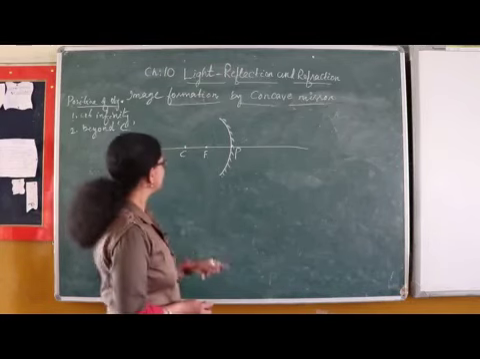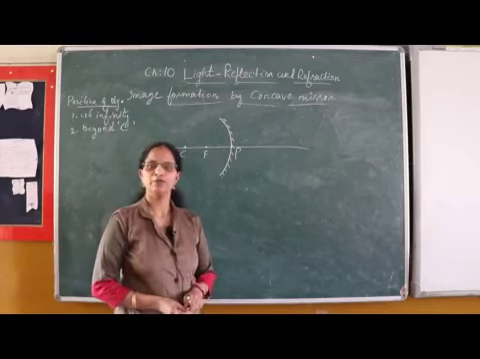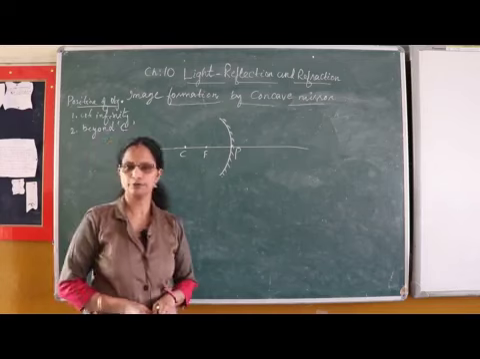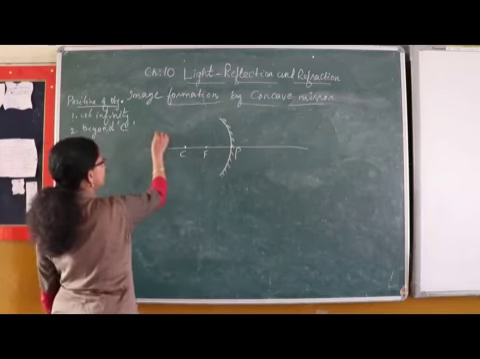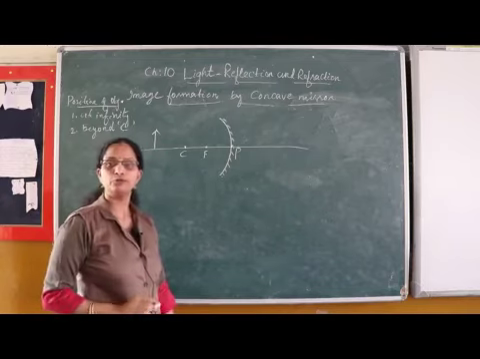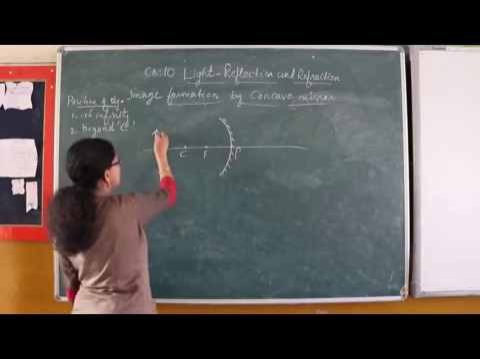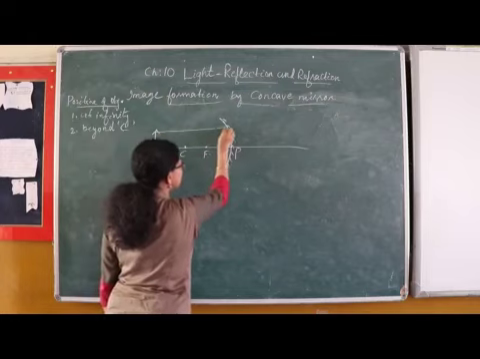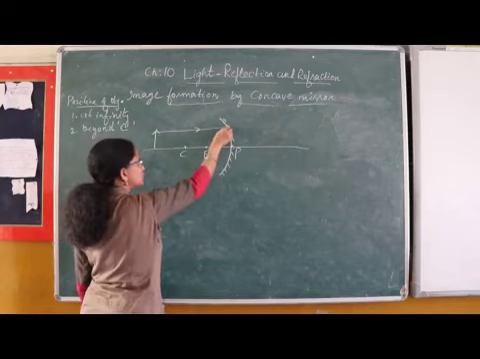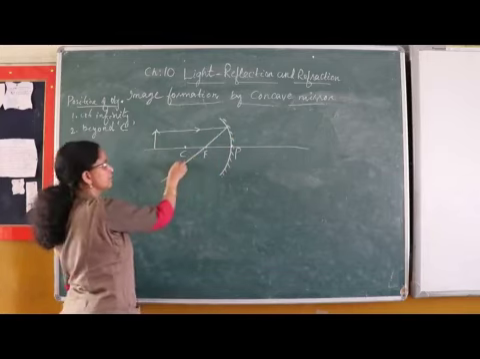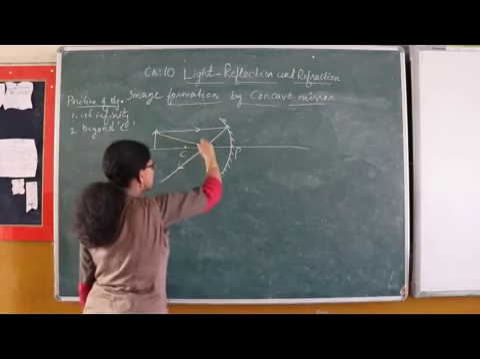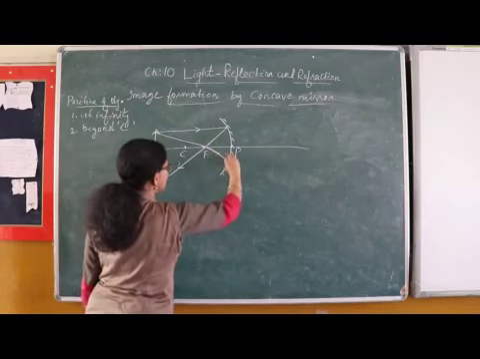Okay, now we are considering the image formation when the object is beyond C, that is beyond the center of curvature. So here we have kept the object beyond the center of curvature and we consider two light rays: one is coming parallel to the principal axis, and as we know this ray after reflection passes through the focus, and another ray that is going through the focus strikes the mirror.